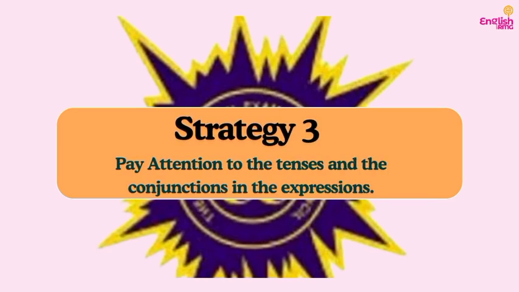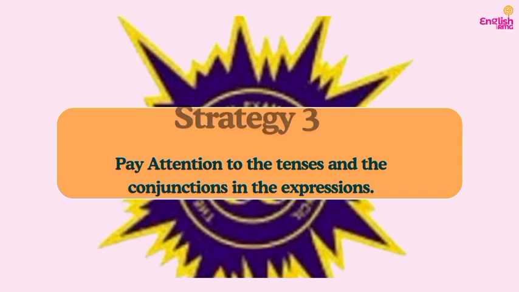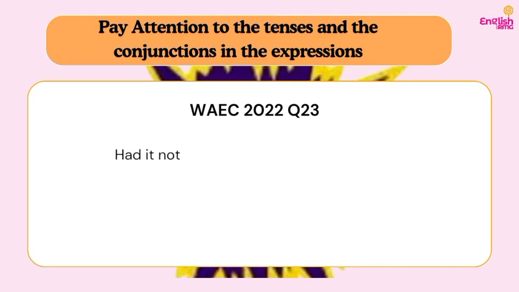Now let's move on to the next strategy, which is strategy three. Pay attention to the tenses and the conjunctions in the expressions. In a nutshell, pay attention to the grammar. Do you understand? Some of the questions from section three of your paper one, all you need to do is understand some grammar rules. These are some of those questions. If you understand some grammar rules, then you'll be able to interpret the question.